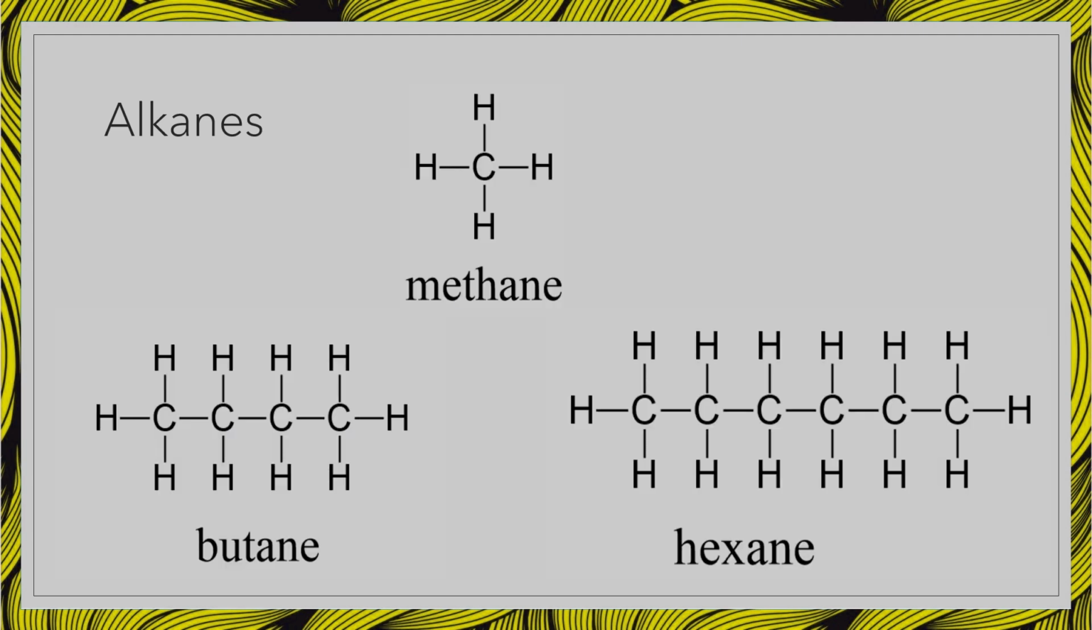Here's some examples drawn with our Kekulé structures. So methane, it's a carbon with 4 hydrogens around it. Butane, 4 carbons in a straight chain with hydrogens all around. Hexane, 6 carbons in a straight chain with hydrogens all around.